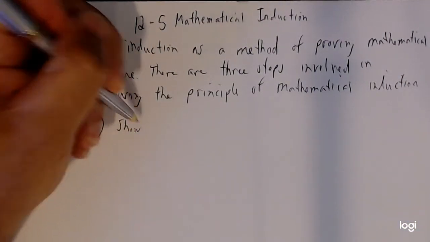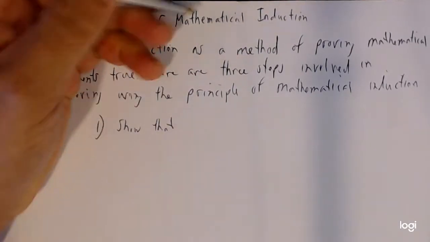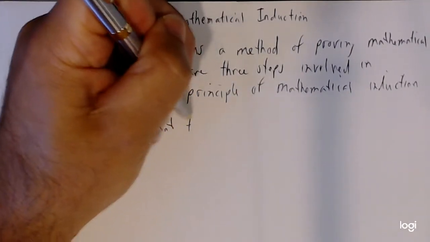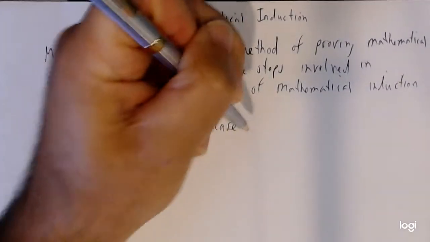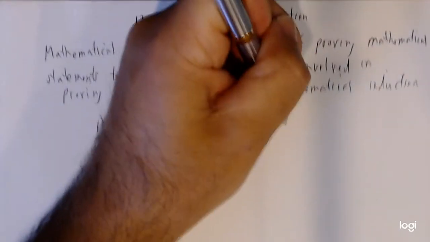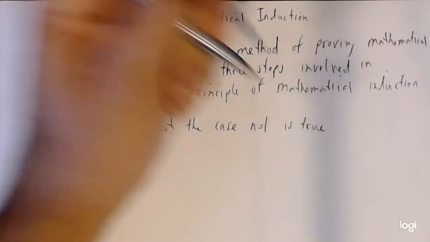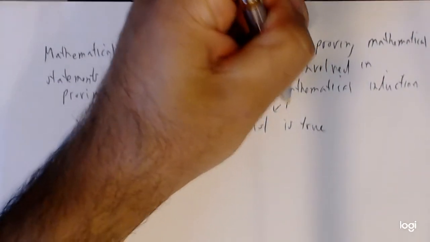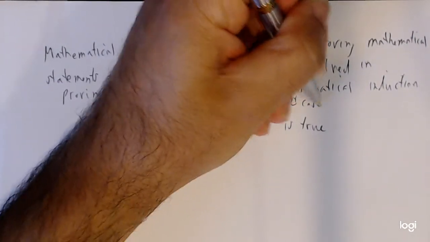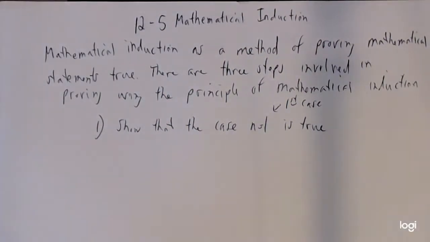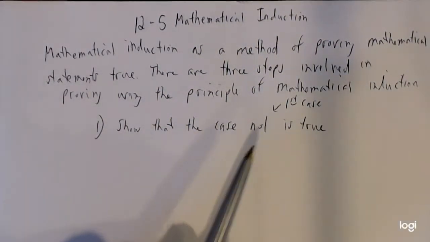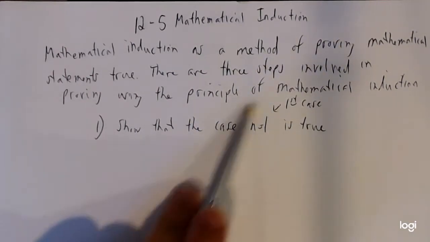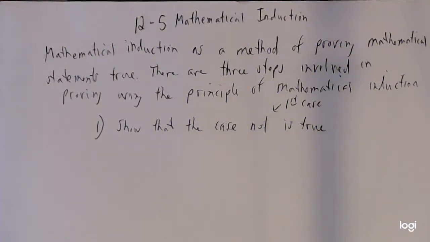We're going to show that the case n equals 1 is true. When we say the case n equals 1, this is pretty much our first case. Whatever statement we're making, we need to show that it's true for the first case. This is just a simple plugging in of whatever our first domain value is, to check it and make sure that it works.